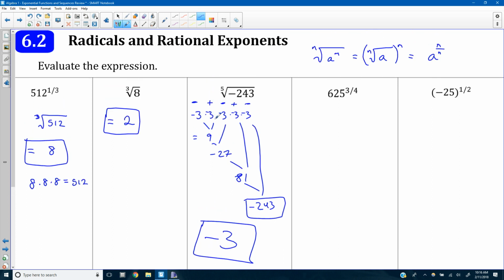There you go, like that. So anyway, that's kind of how you approach that problem there.